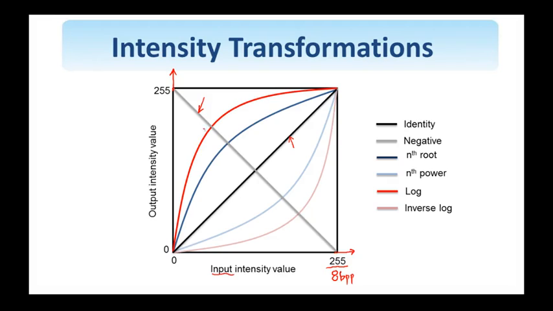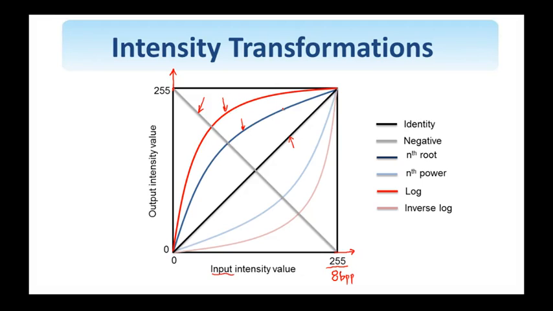Then I have the log transformation in red and the nth root transformation in this solid blue. What these two transformations that lie above the diagonal are doing is they expand the low intensity values of the image while they compress the high intensity values.